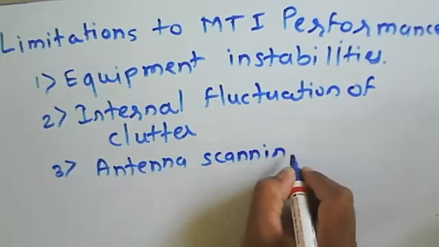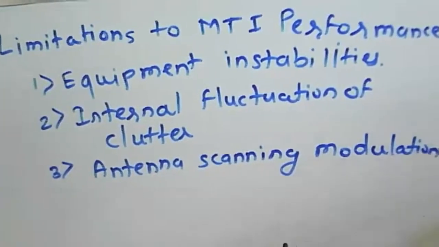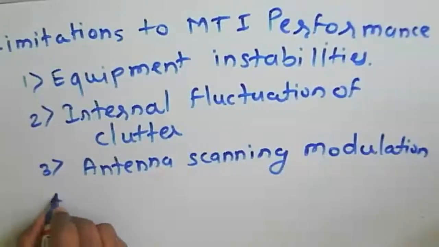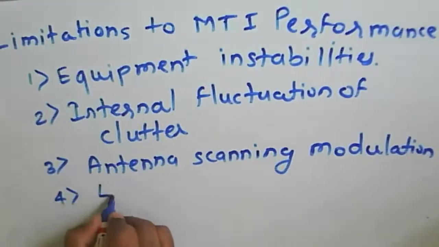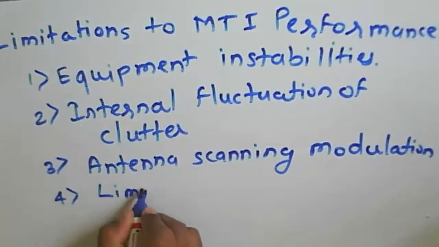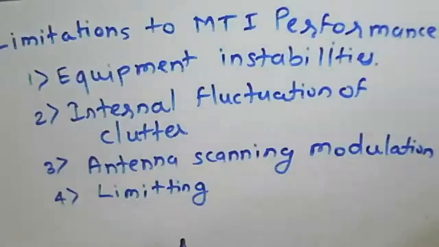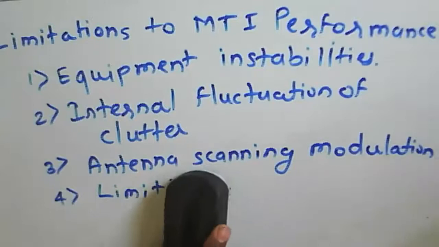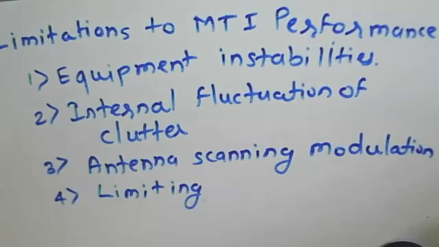We have antenna scanning modulation, and a fourth factor that will be the limiter, or what we consider a limiting factor. Okay, so that is about what we consider a limiting factor, just like we are supposed to consider a limiting in an MTI radar. Now these are the factors.